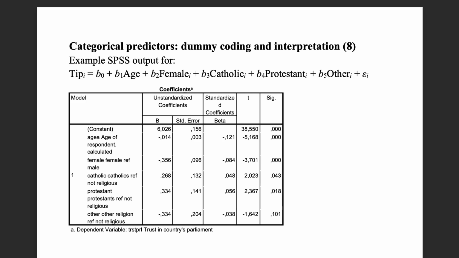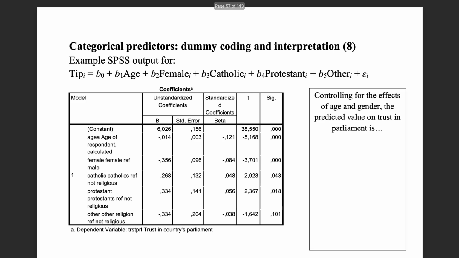Okay, these are the effects that I got for estimating this regression model. So how do we interpret these dummy coefficients now? Well, let's start with the dummy coefficients for the religious denomination effect.